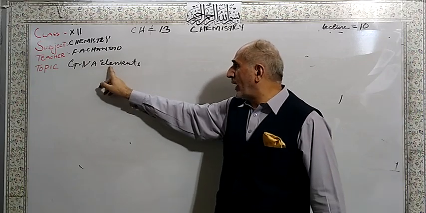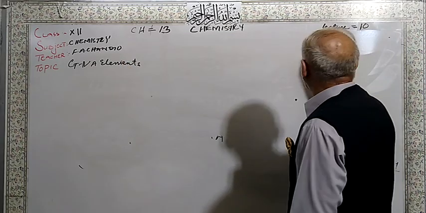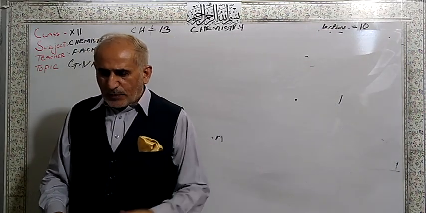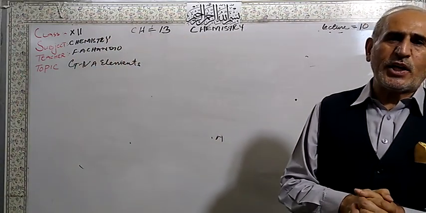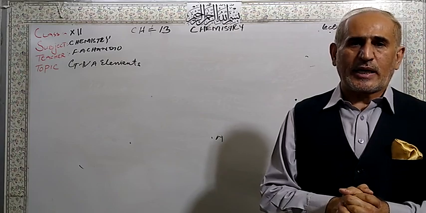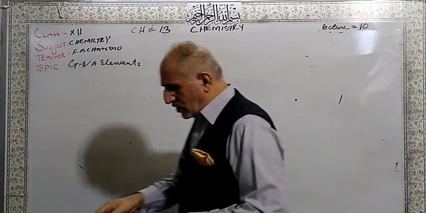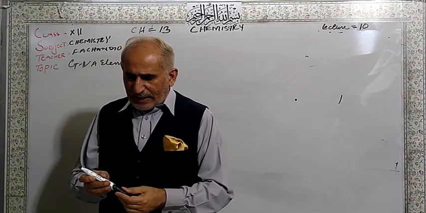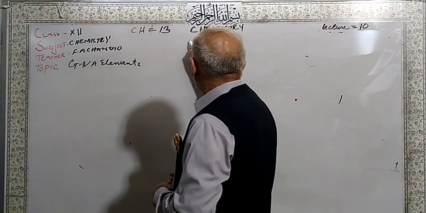Our topic is group 4 elements. We have done many topics for this, and this is lecture number 10. In the previous lecture, I told you the structure of silicon dioxide and carbon dioxide. Now in this lecture, I explain the acid-base behavior of group 4 oxides.